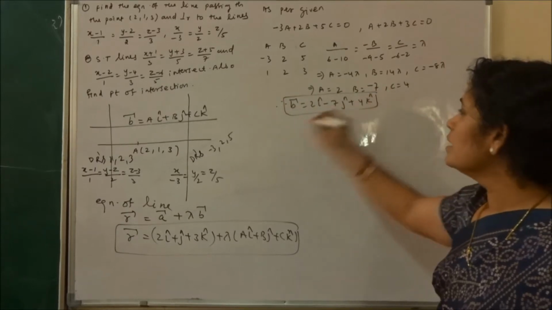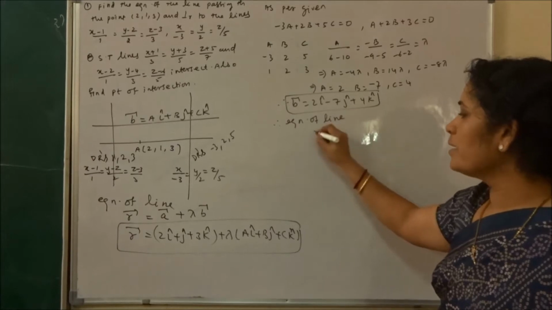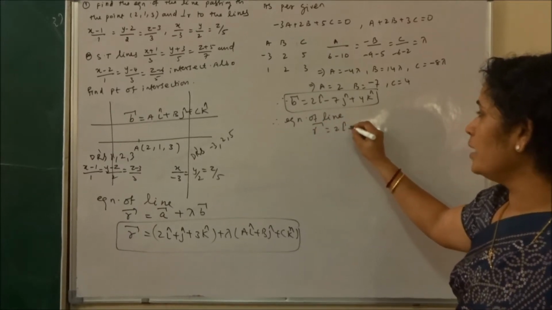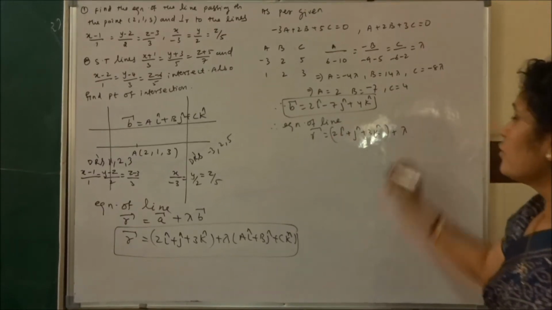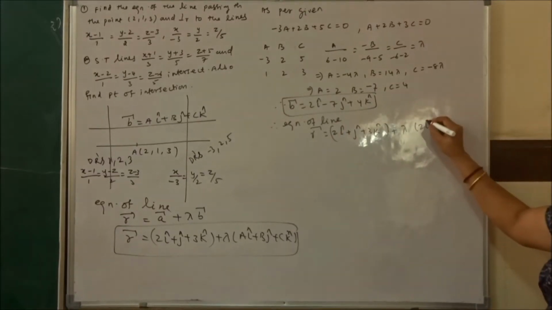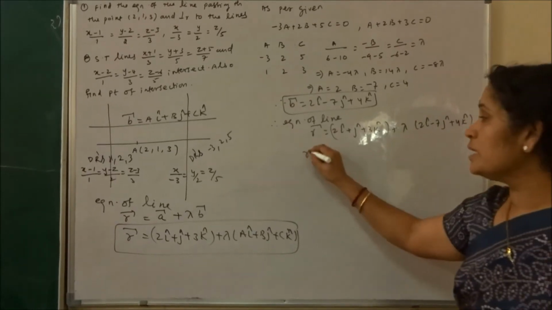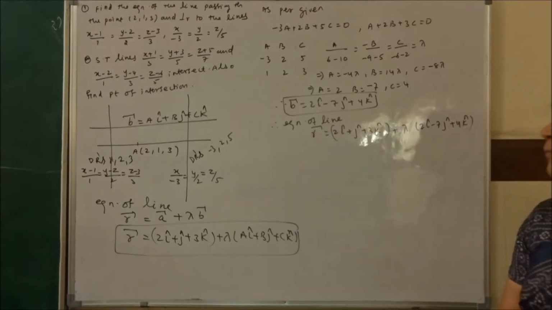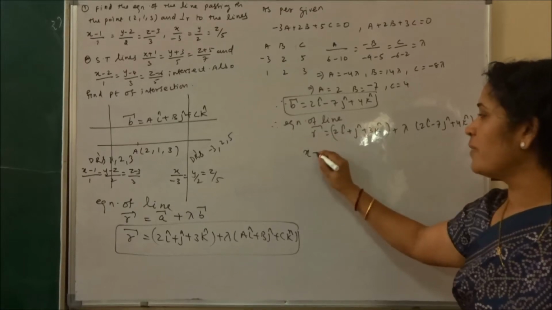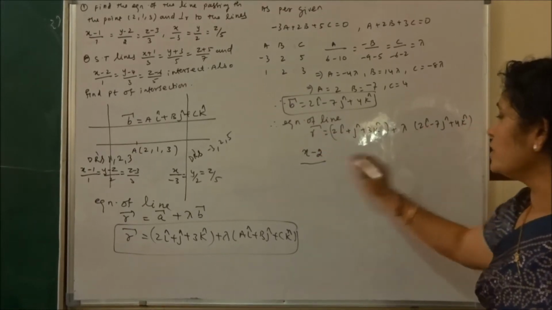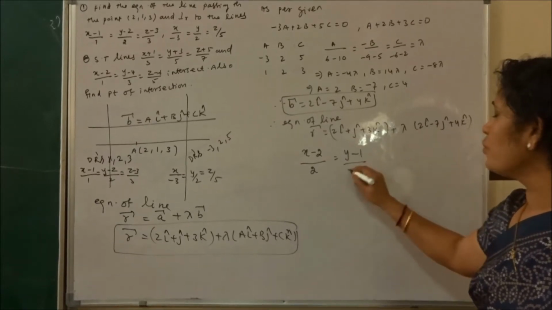So therefore the equation of line, what we are getting, is r vector equal to 2i plus j plus 3k plus lambda into b vector. What is b vector here? 2i minus 7j plus 4k. If you want to convert it into Cartesian form, suppose they ask to find the equation in Cartesian form, then x minus x1, that is x minus 2 upon a, the direction ratio 2, is equal to y minus y1 upon the direction ratio minus 7.